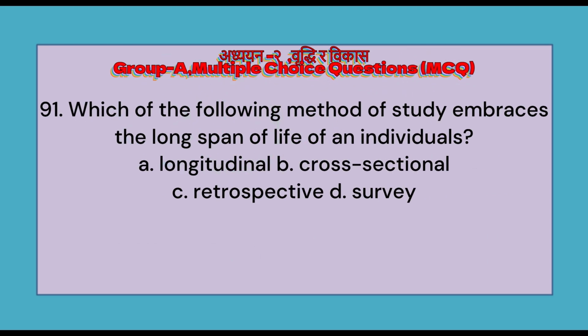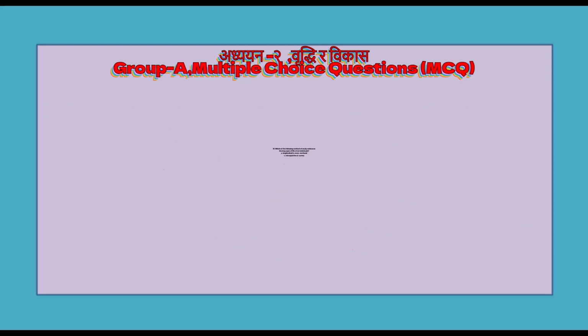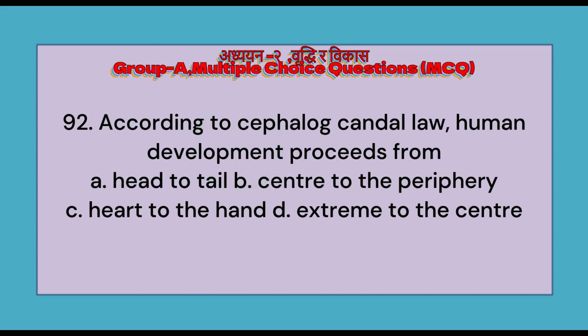91. Which of the following methods of study embraces the long span of life of an individual? A. Longitudinal. B. Cross-sectional. C. Retrospective. D. Survey. Correct answer: A. Longitudinal.